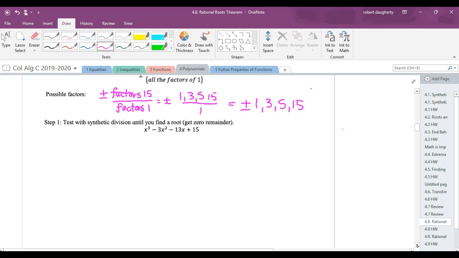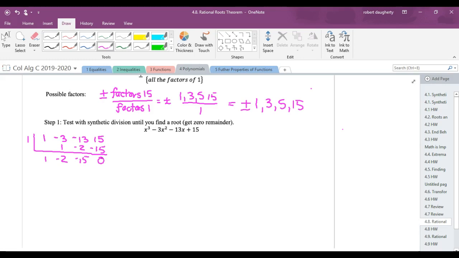Okay, so let's look at this. My goal is just to start with that list. Let's just try the number 1. Okay, so 1, and I've got 1 minus 3 minus 13, 15. So I'm just going to try this and see what happens. 1 times 1 is 1. That's negative 2. 1 times negative 2. That's negative 15. 1 times negative 15. And you are in luck because what happened? Yeah, this one works.